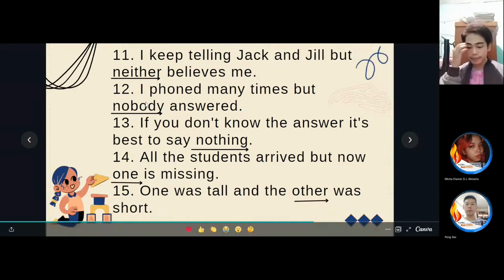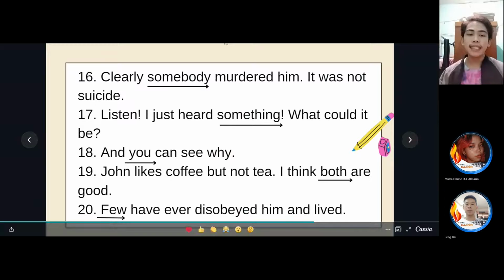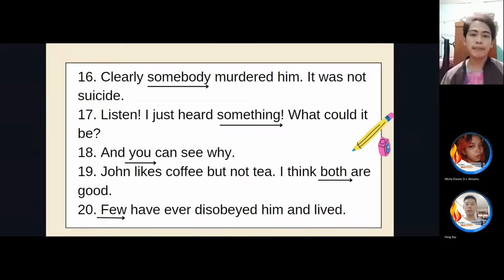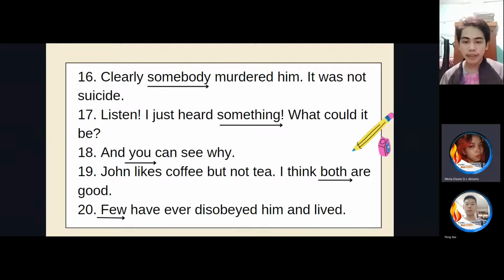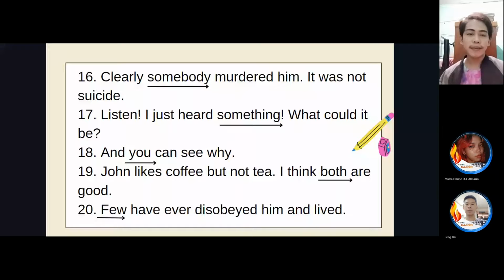Next slide. Number 16, clearly, somebody murdered him. It was not suicide. Somebody or someone means an unspecified or unknown person. Number 17, are you still with me? Yes, sir. Okay, I'll continue. Listen, I just heard something. What could it be? Something means an unspecified or unknown thing.